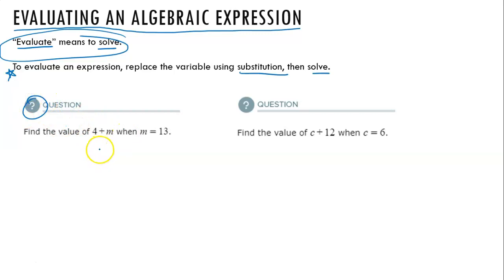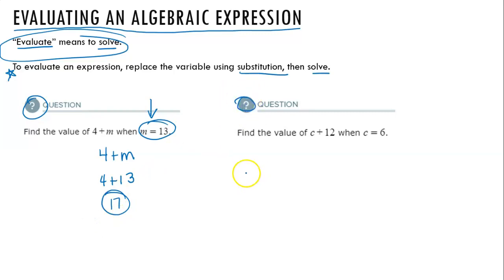So it says, find the value of 4 plus m when m equals 13. This is telling you to replace m with 13. This is an expression, not an equation, because there's no equal sign. So 4 plus 13 becomes 17, and we're done there.